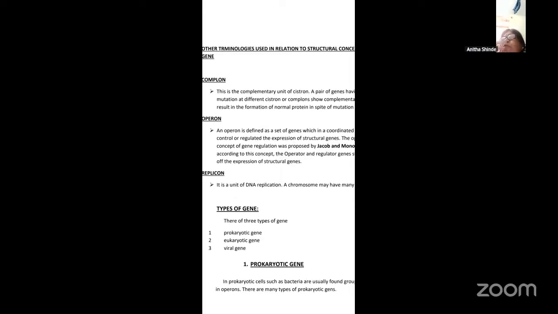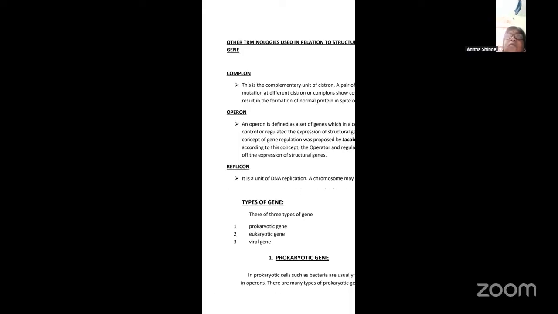Now next is the replicon. A replicon is a unit of DNA replication. Before, we talked about the recon, so don't get confused. Replicon is different, recon is different. It is a unit of DNA replication, so a chromosome may have a number of replicons.